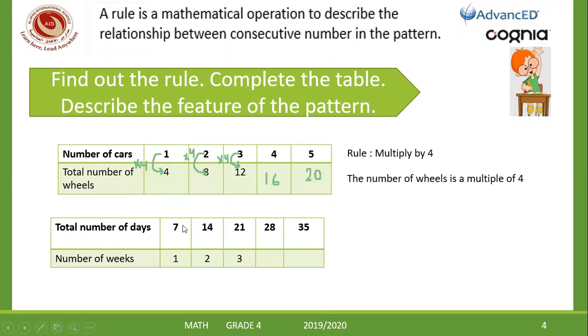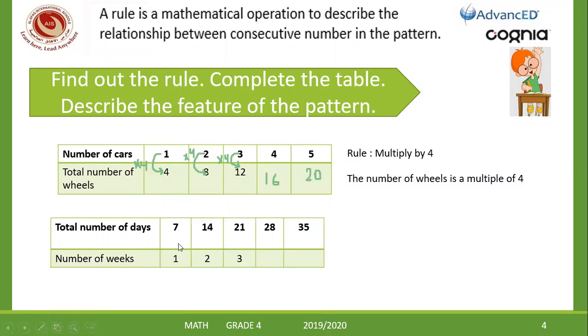As you notice here, the numbers are decreasing. If the numbers are decreasing, I remember I have to use subtraction. What about here if you want to check this rule by using subtraction? 7 becomes 1 if you subtract 6, 14 becomes 2 if you subtract 12, 21 becomes 3 if you subtract 18. So we can't use subtraction as a rule.